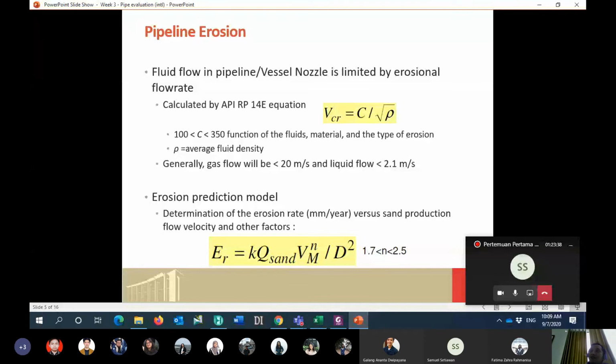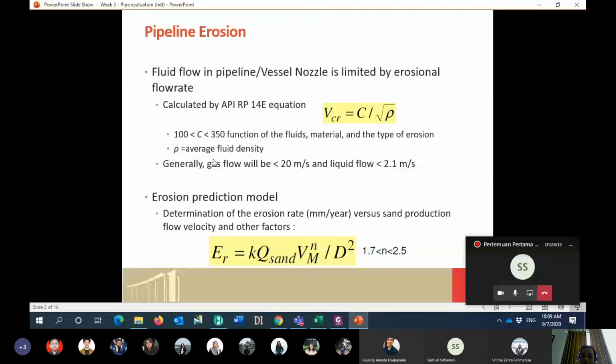Some things that we obtain from the plant, from the field, from previous experience during plant operation: for the gas, the linear critical velocity will be 20 meters per second or 60 feet per second. And for the liquid, it will be 2.1 meters per second. This is the rule of thumb.